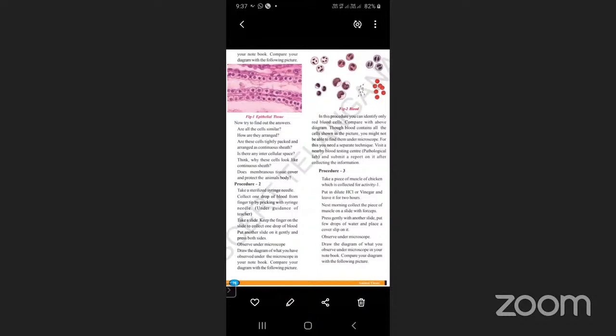The muscle of a chicken. Very interesting. Let us meet in the next class.